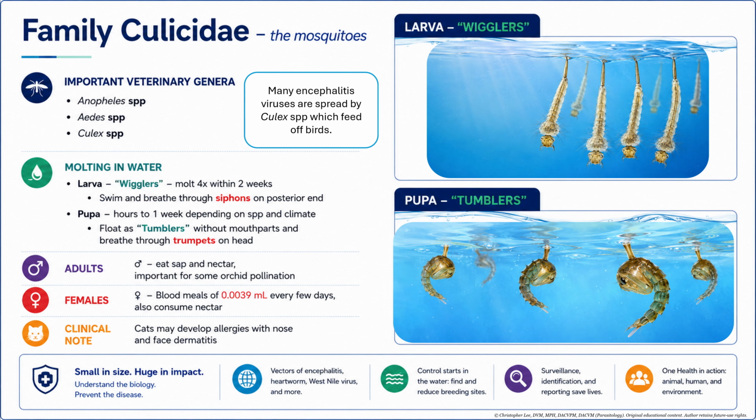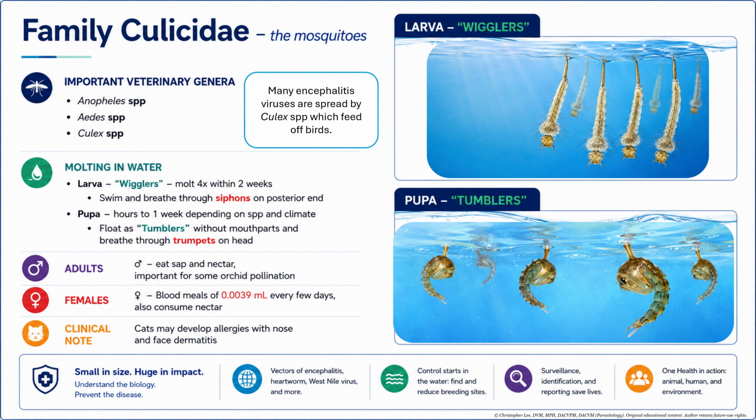The immature stages are aquatic. Larvae are often affectionately called wigglers. They move in the water and breathe at the surface, often through posterior siphons, although not every genus looks exactly the same. Pupae are called tumblers. They do not feed, but they remain active and breathe through respiratory trumpets. This matters clinically because mosquito control often starts in the water, not the air.